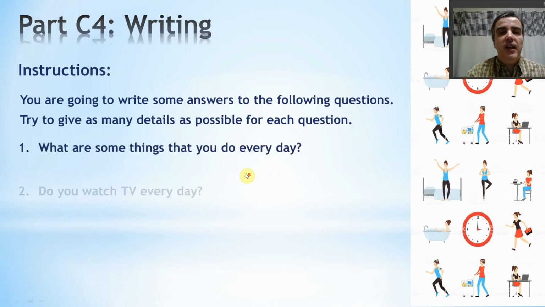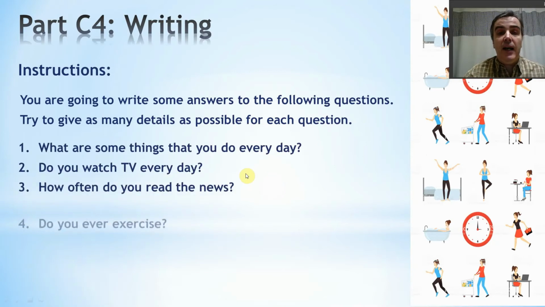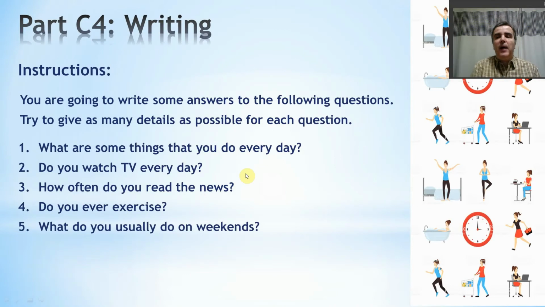We're going to be writing about our daily activities, and we're going to do this by answering 5 questions. When we answer these questions, I would like you to use one sentence to give your answer, and then maybe 2 sentences to describe that answer in more details. So the questions are, what are some things that you do every day? Do you watch TV every day? How often do you read the news? Do you ever exercise? What do you usually do on weekends?